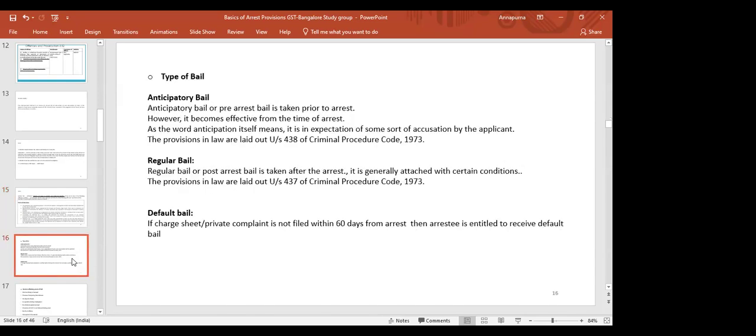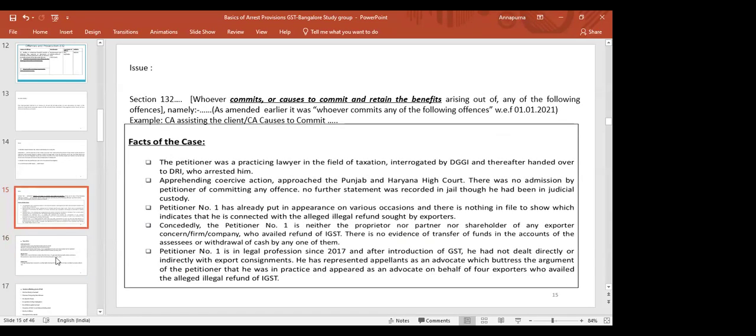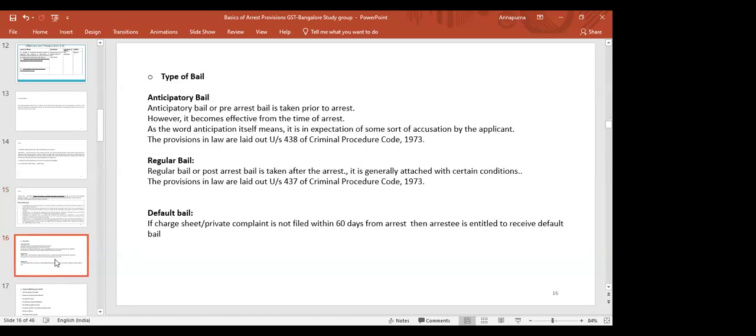Thank you. Next, I'm trying to understand some basics of anticipatory bail, regular bail, and default bail. So what is anticipatory bail? It is a kind of pre-arrest bail, taken prior to the arrest, but it will be effective only from the time of arrest. For this, we have to refer to Section 438 of CrPC. So that is one, anticipatory bail.